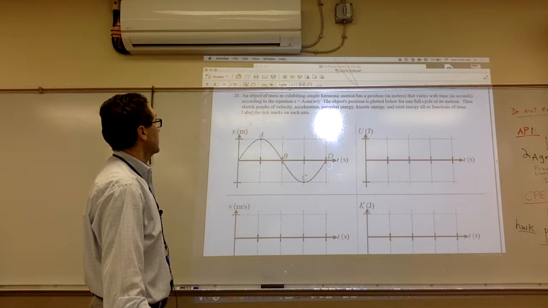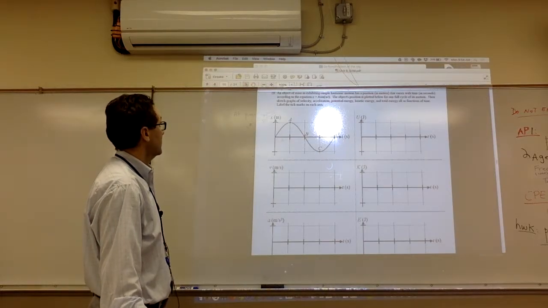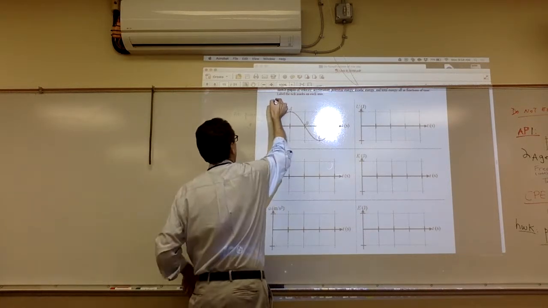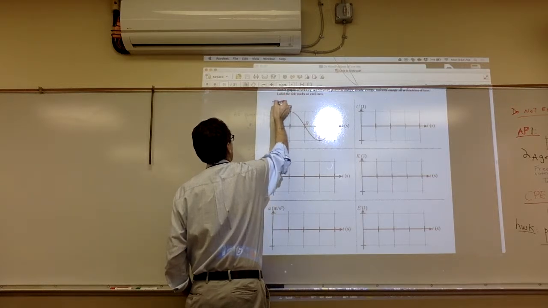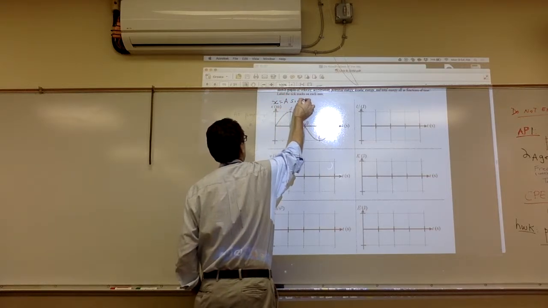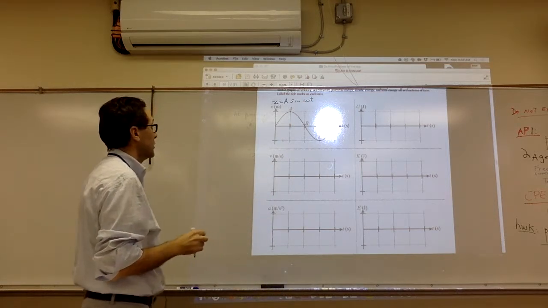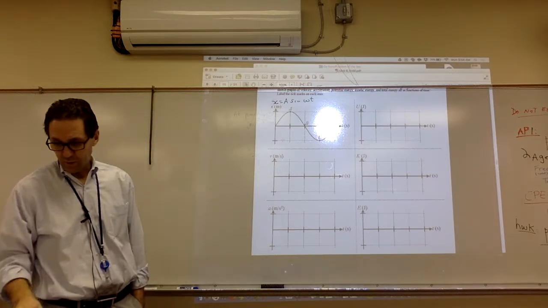I'm going to try to make this smaller so we can fit everything in there. Okay. So the function here is x equals a sine omega t. Now keep in mind that this position-time graph can be a sine or a cosine. It all depends when the time starts.